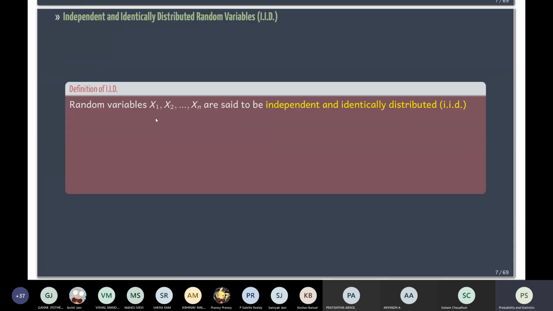Variables x1, x2, xn are said to be independent and identically distributed if they are independent. Okay, so there is a new term here, independent and identically distributed. In the definition itself, these must be independent, and identically distributed means that they are coming from the same distribution. But instead of saying that, we say that they have the same marginal distribution, which actually implies that they follow the same distribution.